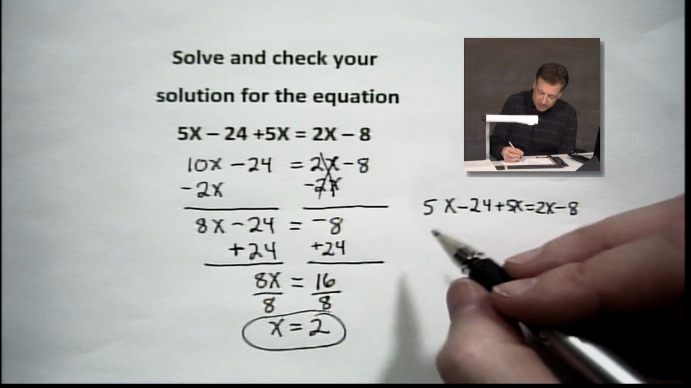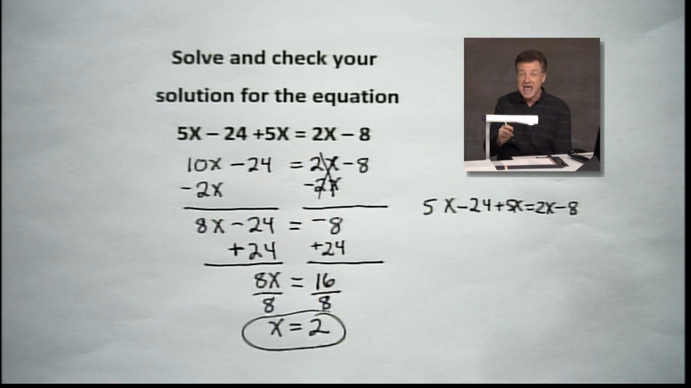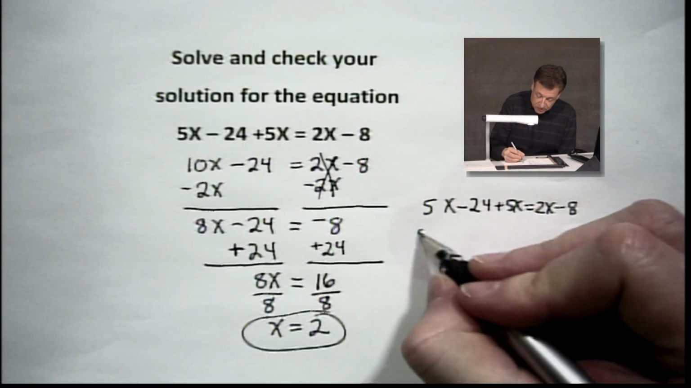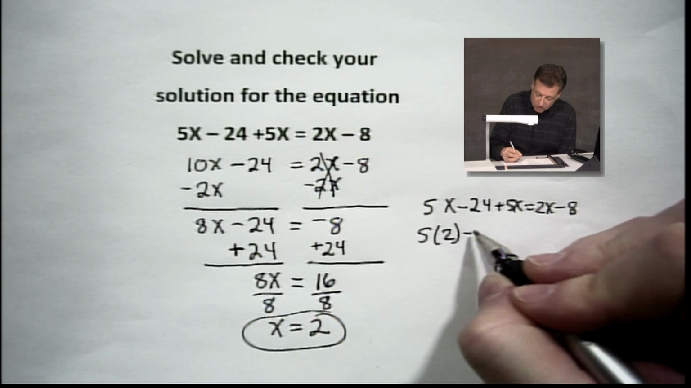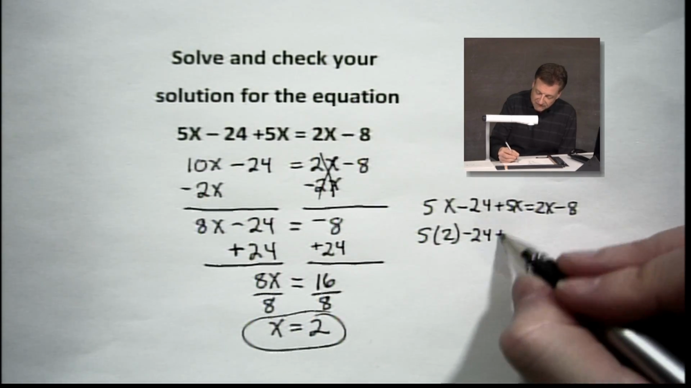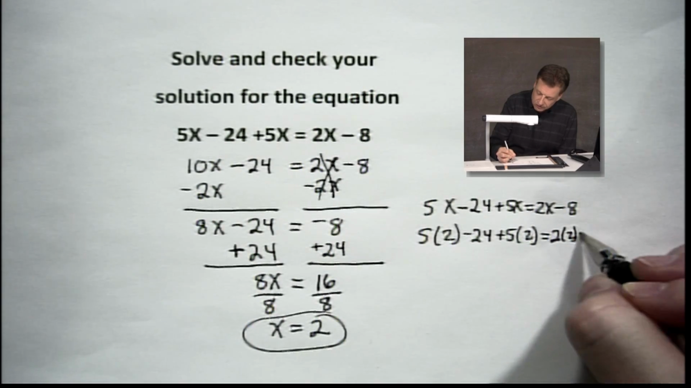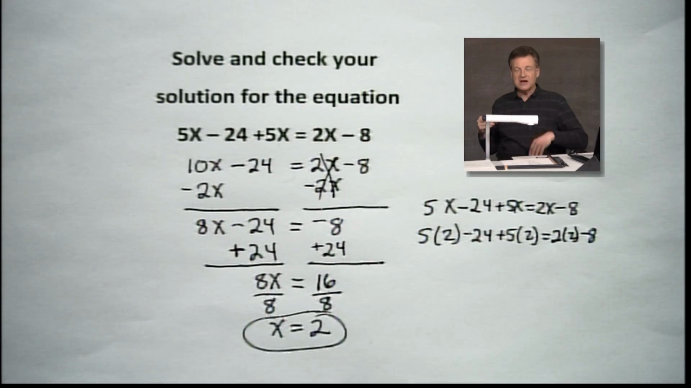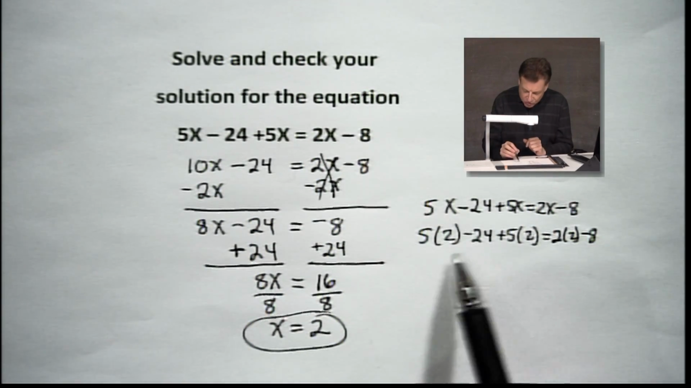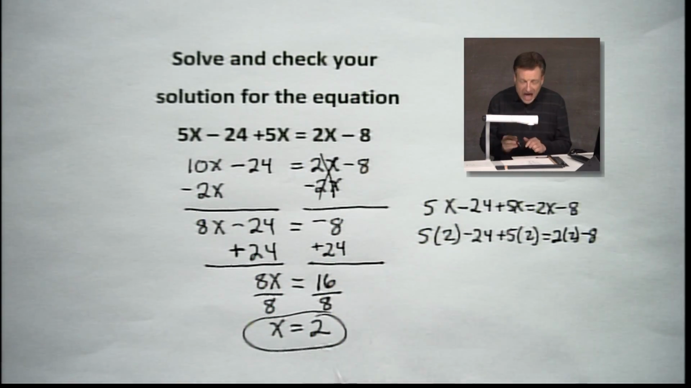So what I'm going to do, I'm going to put a 2 in everywhere I see an x. That's how we check. So let's put 5 times 2. We're going to subtract that 24, have 5 times 2. Over here we've got 2 times 2, minus 8. A lot of x's going in there, 3 of them. We put the same number in there because we're testing one solution, the one we got, one we hope works. So let's play it out.